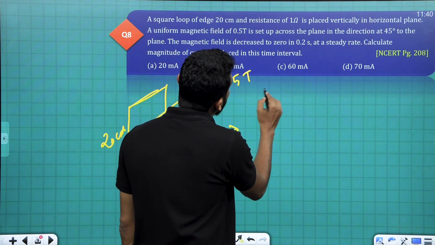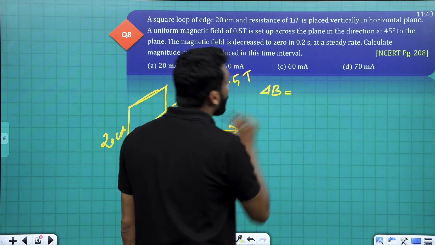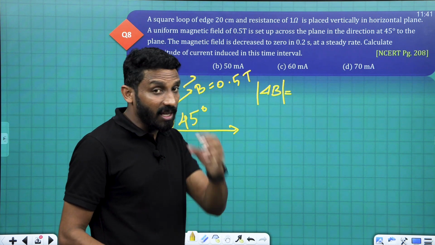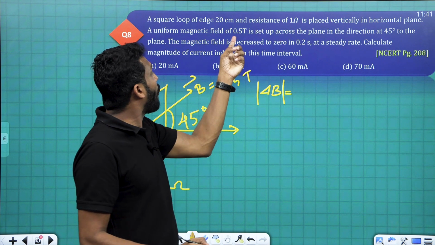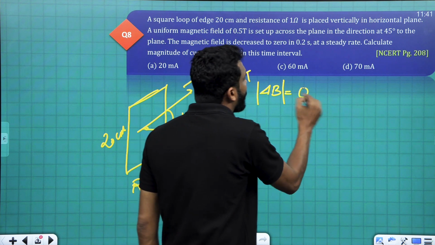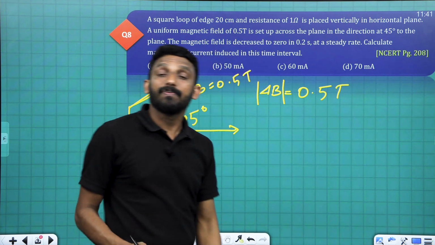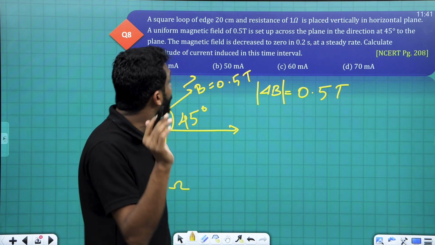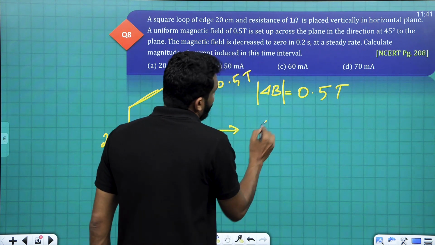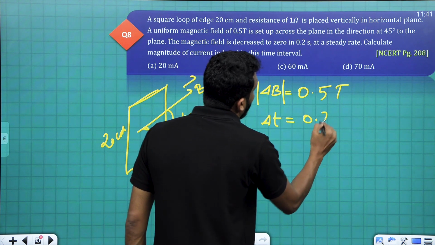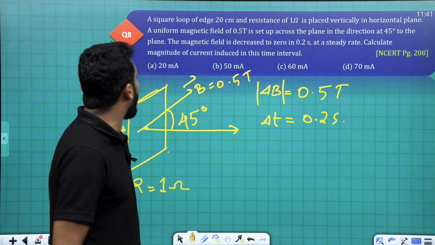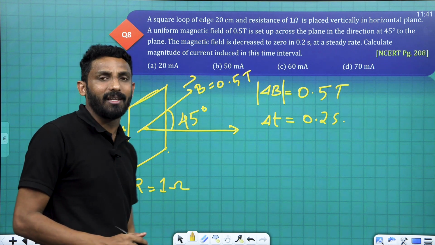The change in magnetic field intensity, delta B, the magnitude of the change, is from 0.5 Tesla to 0. So the change is 0.5 Tesla in magnitude. It happens in 0.2 second, at a steady rate. Calculate the magnitude of current induced in this time interval.